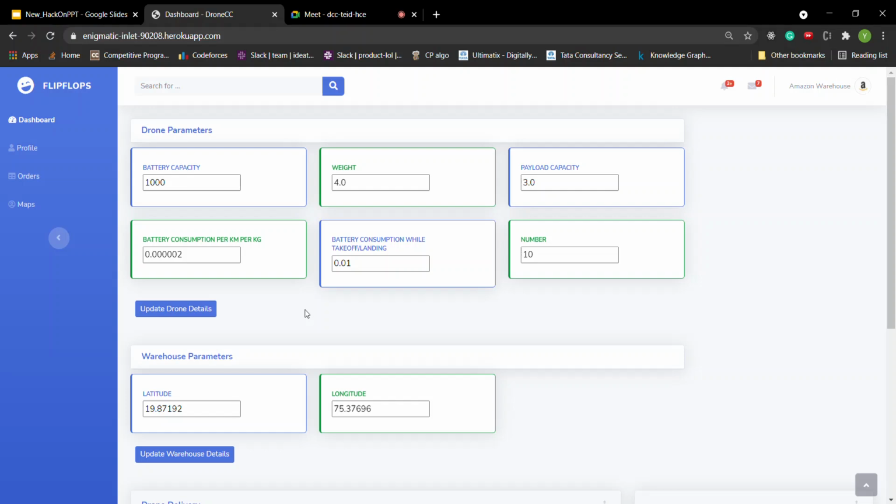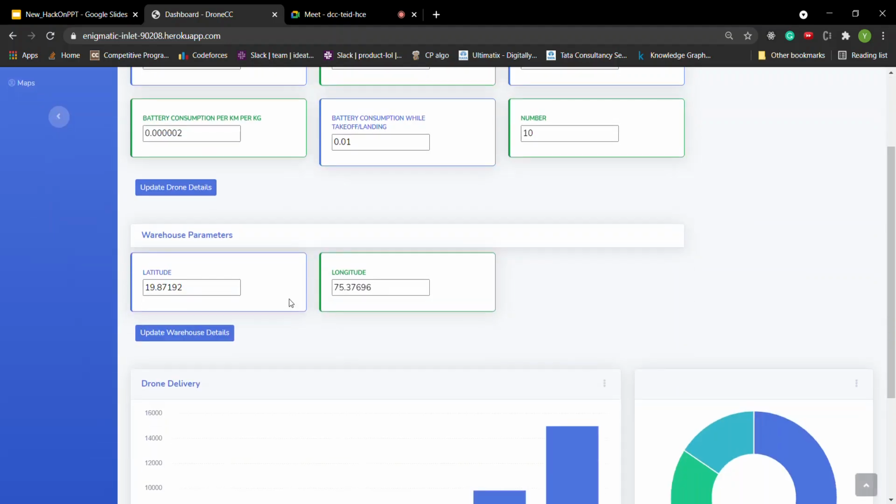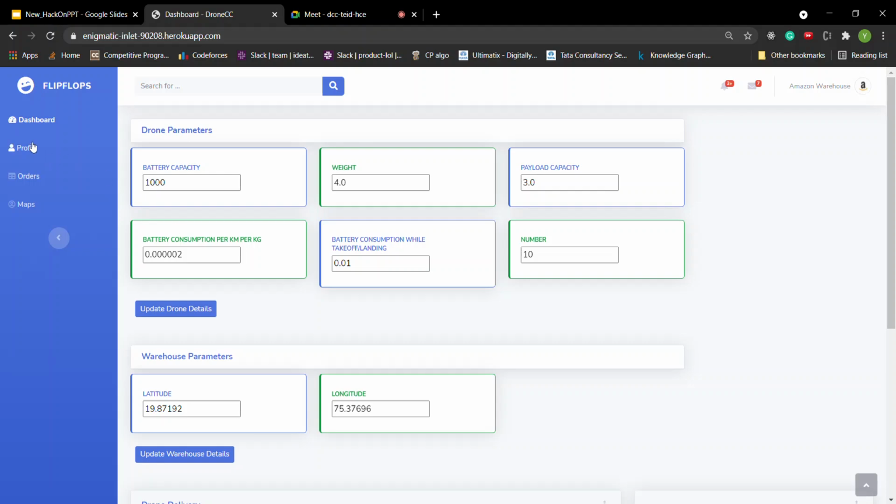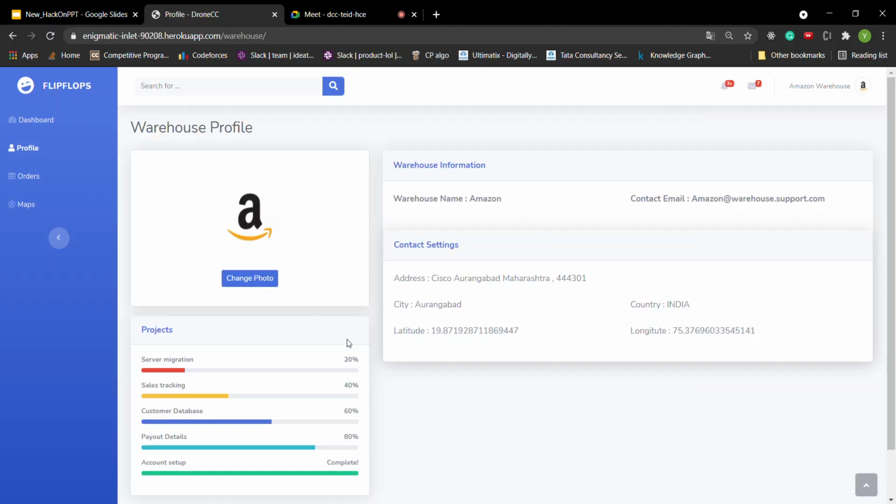This is the dashboard page where we can set the drone parameters that we will be using, since our algorithm takes into account parameters such as battery capacity, weight, and payload capacity. Also, here we can set the warehouse location. Next up is the profile page, which will have the warehouse details.